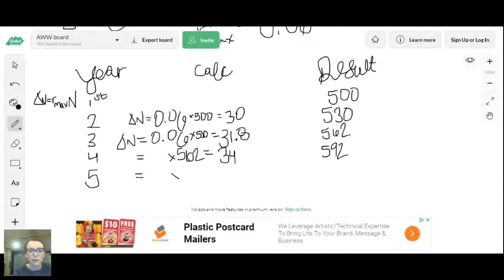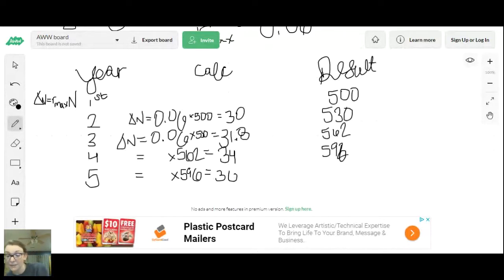Now we have 0.06 times 596. Sorry, I must have been looking above. 596 times 0.06 gives an increase of 36, which gives us a population of 632 flamingos by the end of year 5. Makes sense? Again, this is exponential growth, which is why we use this formula. We were not given a carrying capacity, so we can just assume this is exponential. Yes, 0.06. Thank you, perfect for answering that.